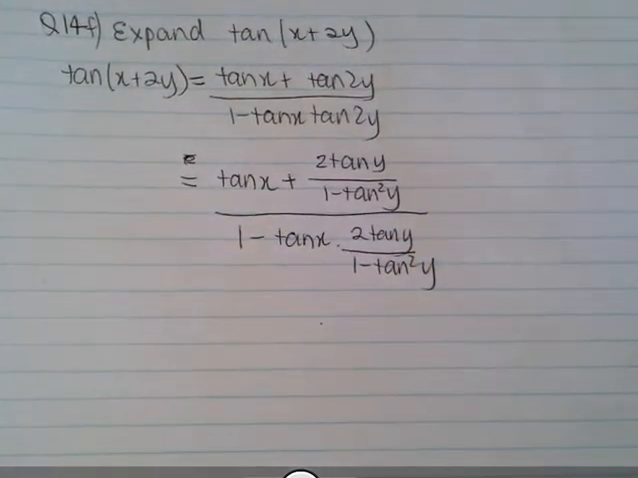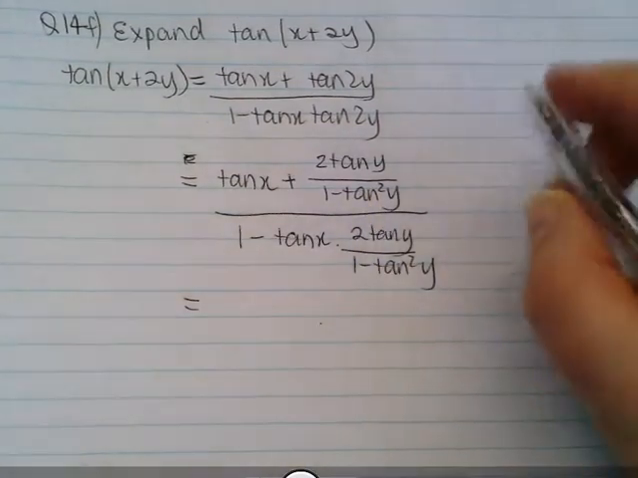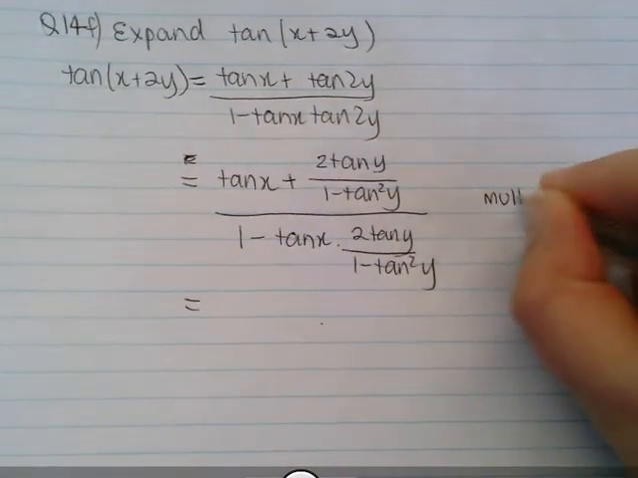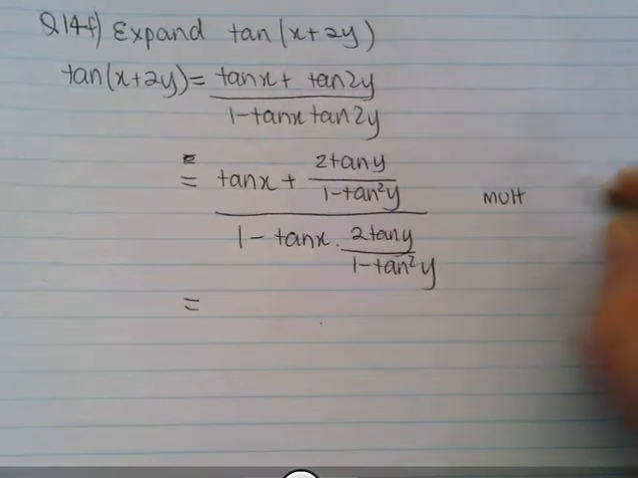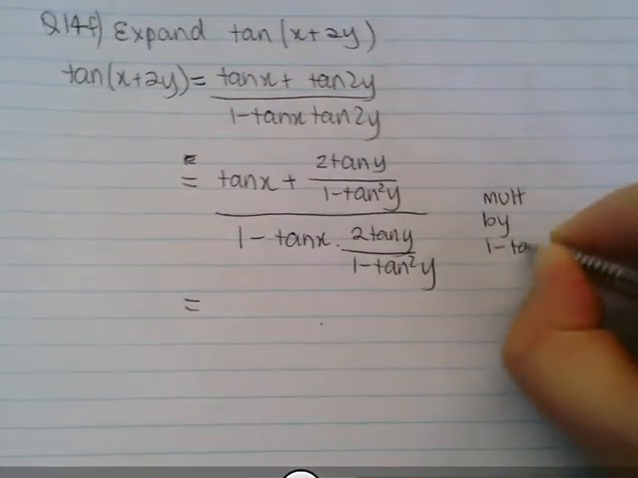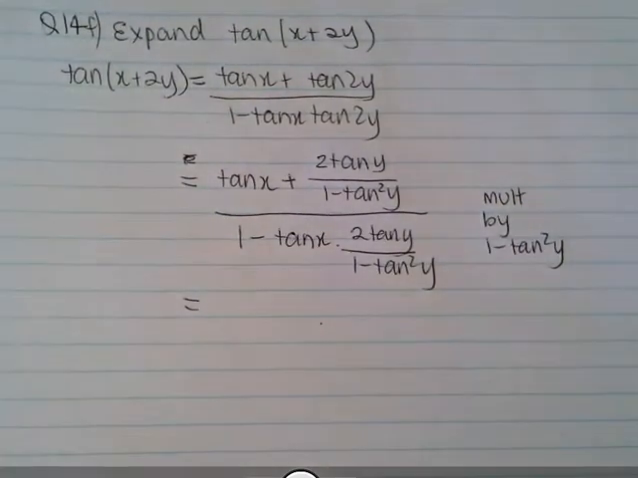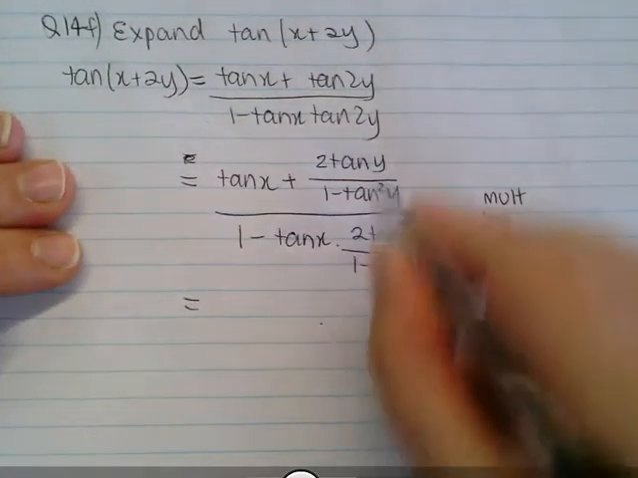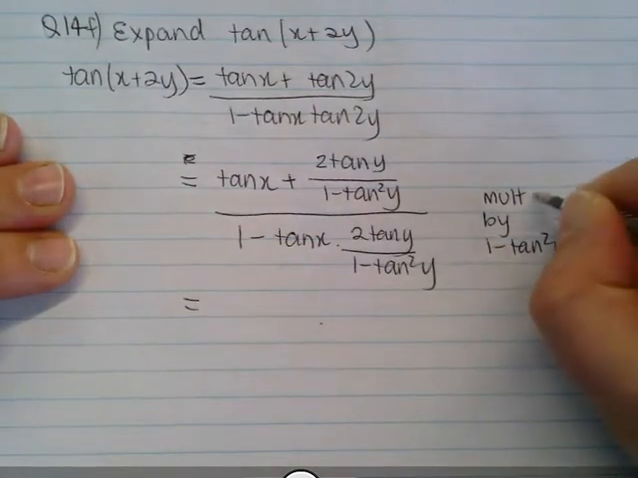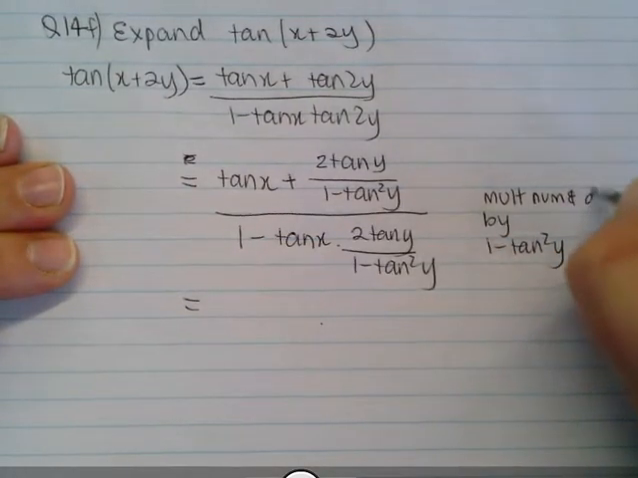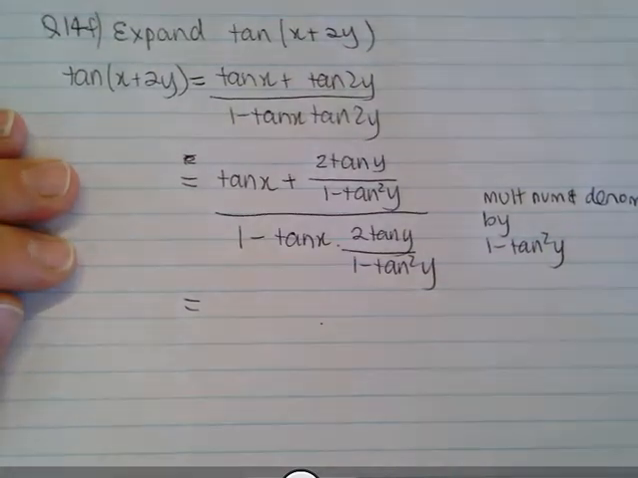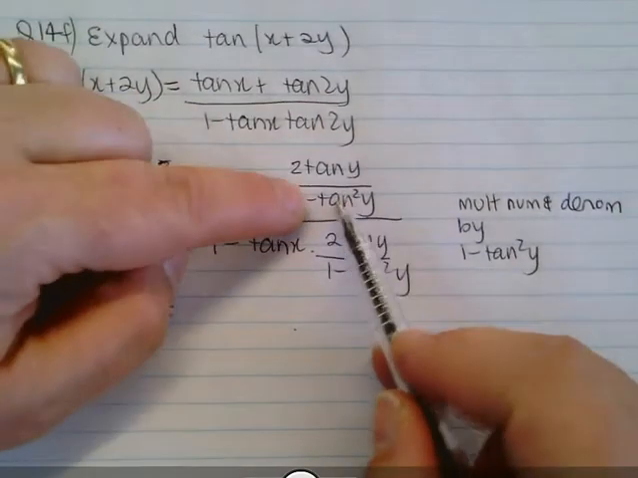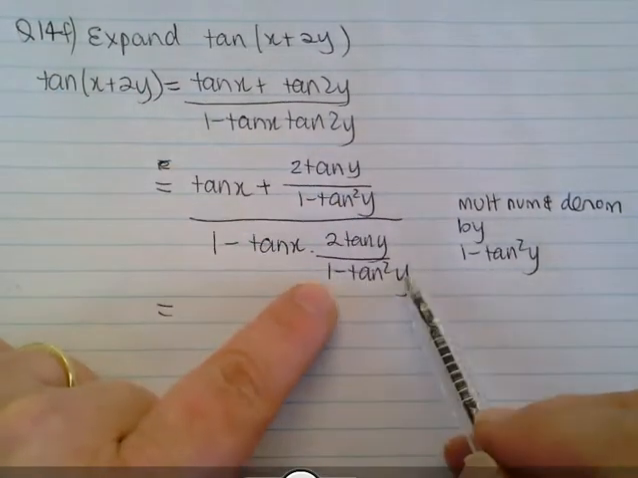Now, we want to get rid of the fractions, don't we? So you're best off just multiplying numerator and denominator by 1 minus tan squared y. That will eliminate the denominators within the fractions. So if you multiply numerator and denominator by 1 minus tan squared y, you lose this 1 minus tan squared y and you lose this one.